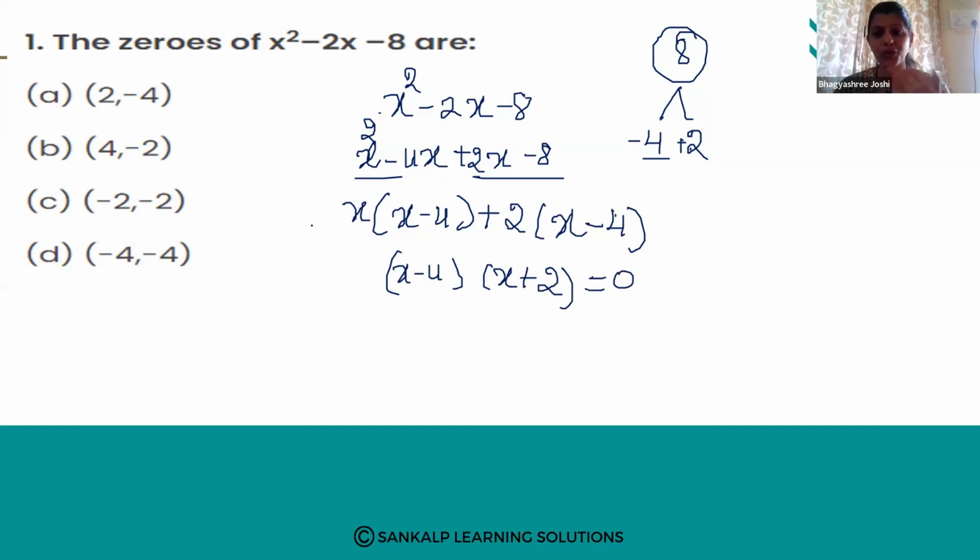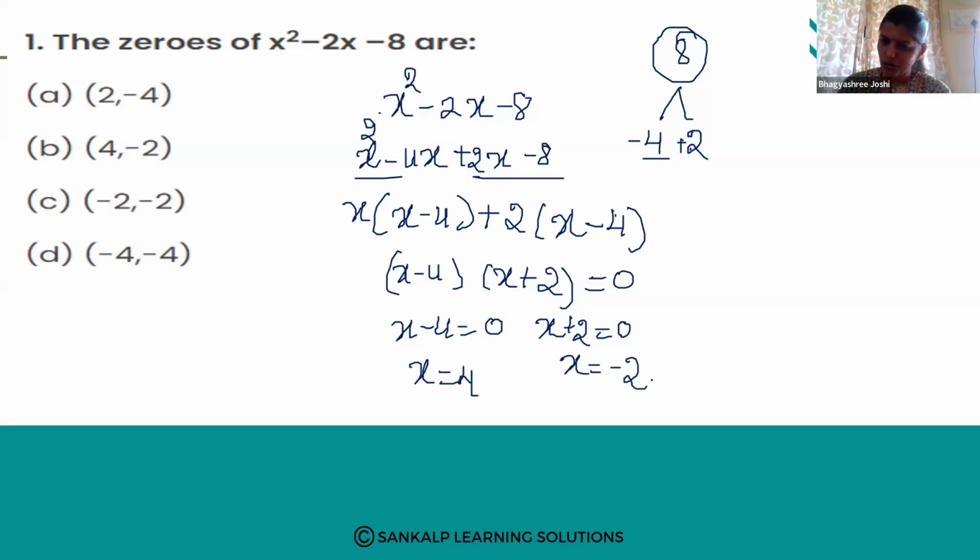So now we want zeros. For that, we will equate these factors to 0. Now we equate these factors to 0. X minus 4 equal to 0, x plus 2 equal to 0. X is equal to 4, x is equal to minus 2. I will get x is equal to 4 and x is equal to minus 2. So the zeros are 4 and minus 2.